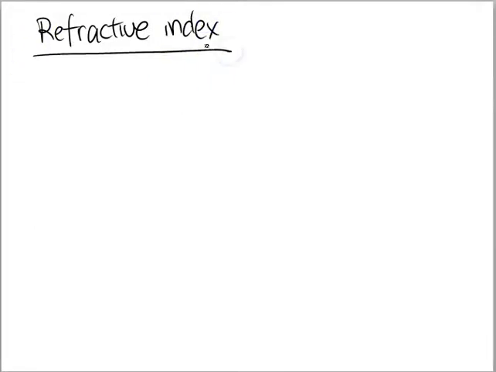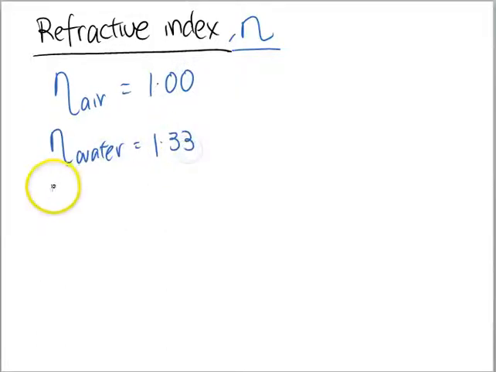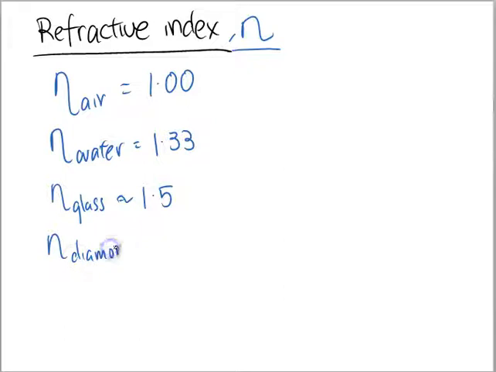Okay, the refractive index actually tells us how optically dense the material or the medium is. So for example, let me show you some of the refractive indices. There's a symbol n. The refractive index for air is 1.00, for water is 1.33, for glass it's approximately 1.5, for diamond it is about 2.4. Right? These are the refractive indices for air, water, glass, and diamond.